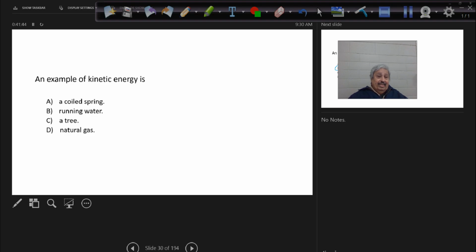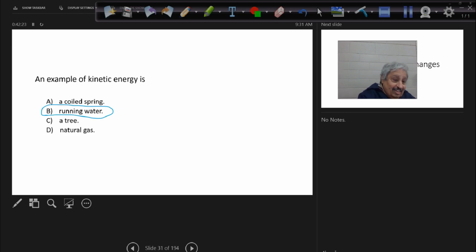Okay. An example of kinetic energy is a coiled spring, a running tap, a tree, natural gas. What is kinetic energy? Anything in motion. What is potential energy? Anything at rest. Now I'm talking to you, I have kinetic energy, correct? Because my hands move. But if I am at rest here like this, not talking, not moving, nothing, I have potential energy. So which one has motion here in all those 4 options?